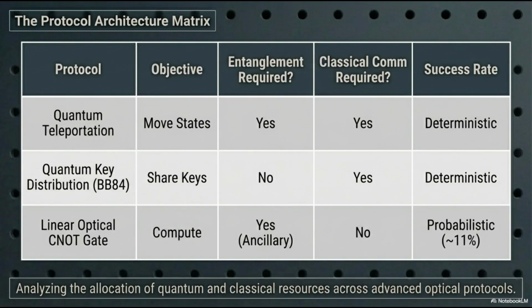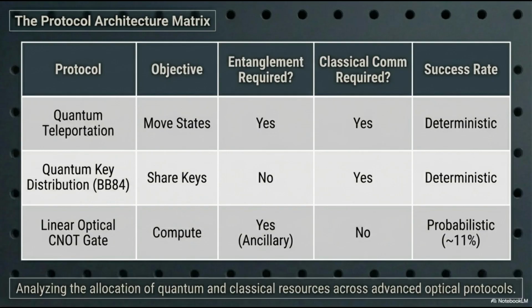Quantum teleportation has the objective of moving quantum states from one physical location to another. It requires pre-shared entanglement as a resource. It requires a classical communication channel to transmit the 2-bit Bell state measurement outcome. And it operates deterministically, meaning it always succeeds perfectly given both resources.